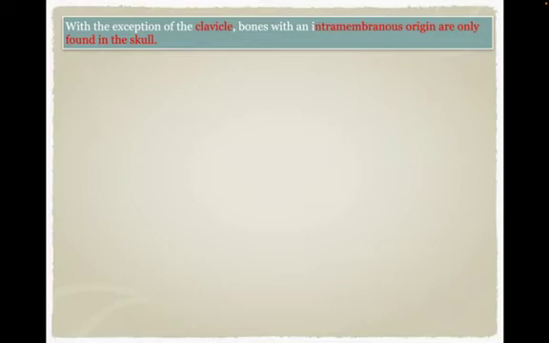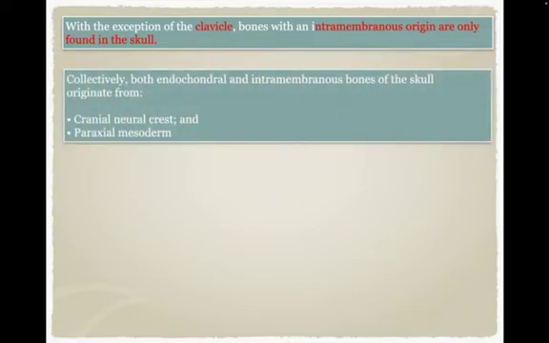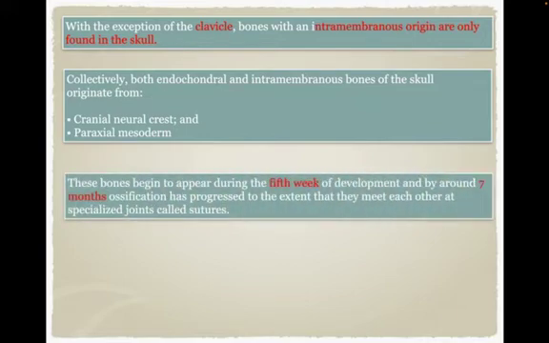Now, with the exception of the clavicle, all the bones of intramembranous ossification are found in the skull. Collectively, intramembranous ossification and endochondral ossification originate from the cranial neural crest cells and the paraxial mesoderm. So that's the definition. Later we're going to cover it with the paraxial mesoderm.